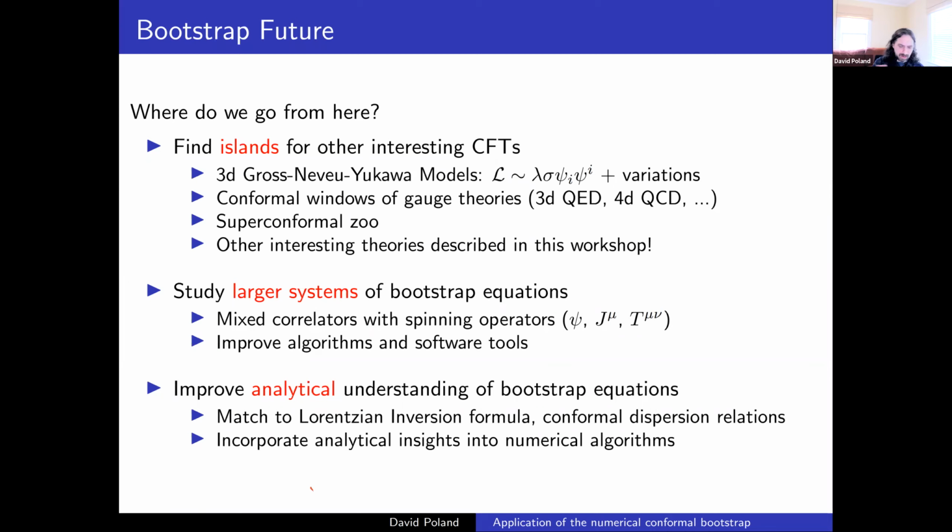And also a complementary thing to do is to improve our analytical understanding of the bootstrap equations. There are these various analytical approaches like the Lorentzian inversion formula, conformal dispersion relations. These methods give you insights into aspects of the spectrum that are less easy to probe using bootstrap techniques, like the large spin part of the spectrum. So I think a very interesting direction is to try to incorporate analytical insights, like the fact that we know the large spin spectrum very precisely, into improving the numerical algorithm. So that's another frontier for the bootstrap. Okay, so thank you very much for listening, and I will stop there.